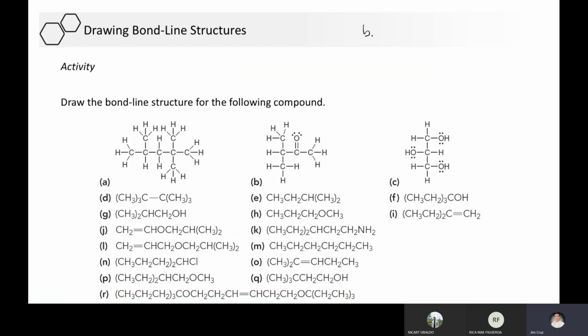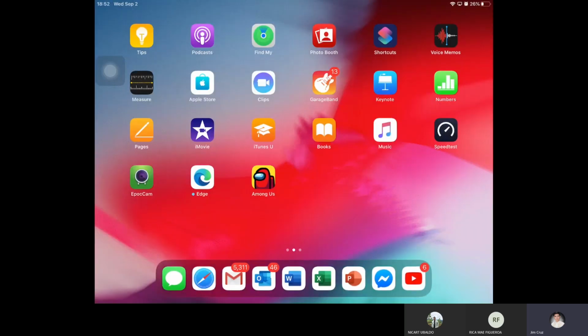ito yung gagawin kong straight chain. No? Ito. Pagdudugtong-dugtongin ko yan. No? Highlighter. So yan. Ay, wala na.